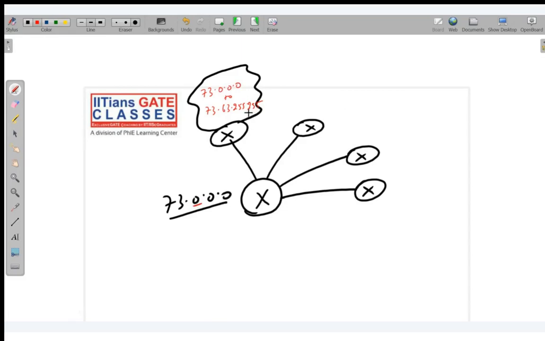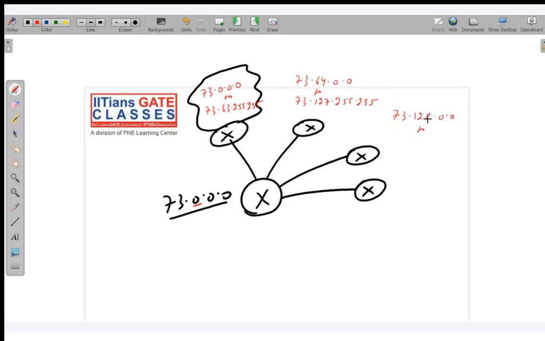63.255.255.255. Any doubt here? 63, sir. 63.255.255. Okay. So for the next organization, from where will it start? 73.64.0.0 to 73.127.255.255. Okay. For the third organization, it will start from 73.128.0.0. Try to imagine in your head what we are doing.